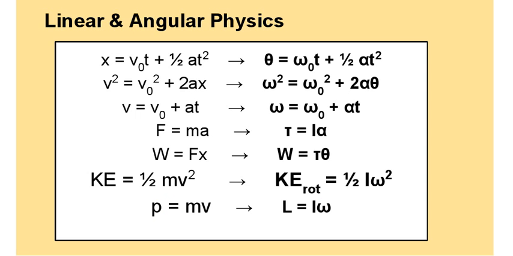You can make some simple substitutions here. X becomes theta, V becomes omega, A becomes alpha, F becomes torque. What else do we need? Mass becomes moment of inertia. The momentum becomes angular momentum. And everything we've done all semester, we've got a new physics now that works just like the old one.